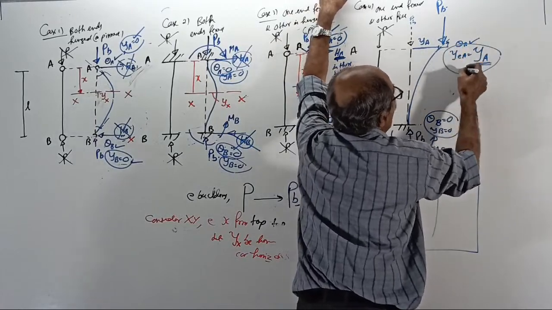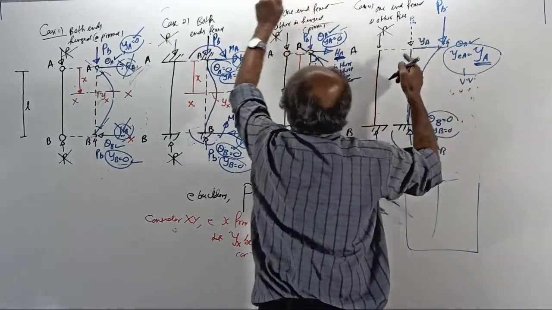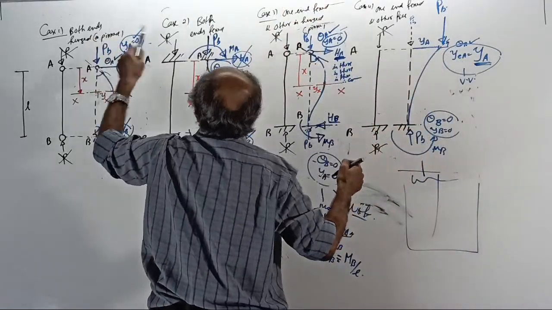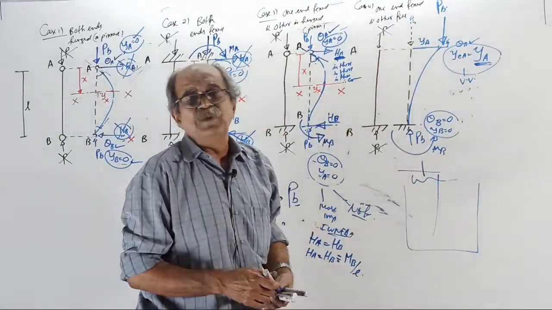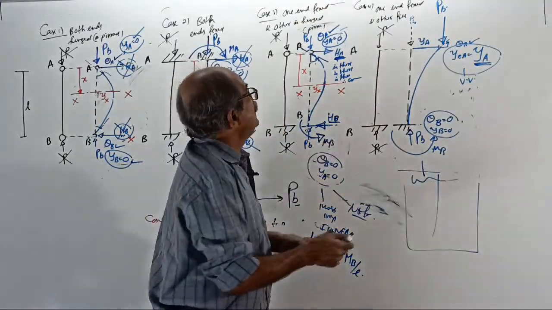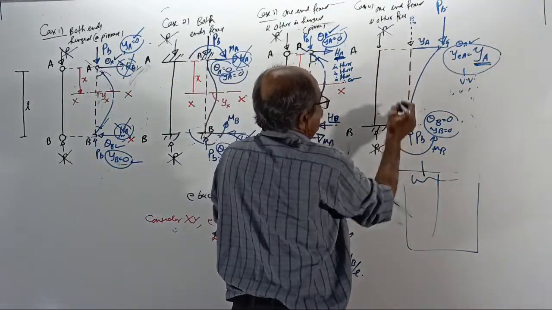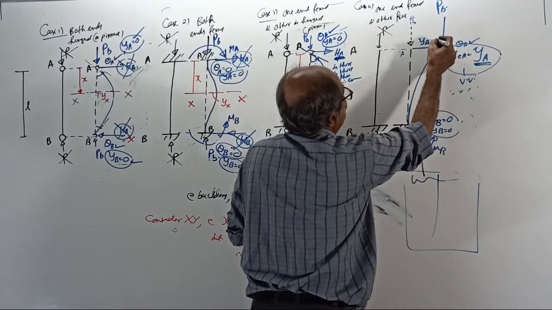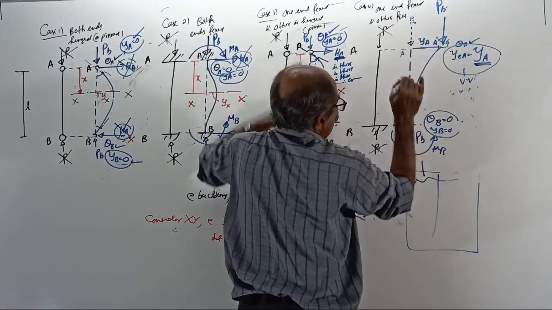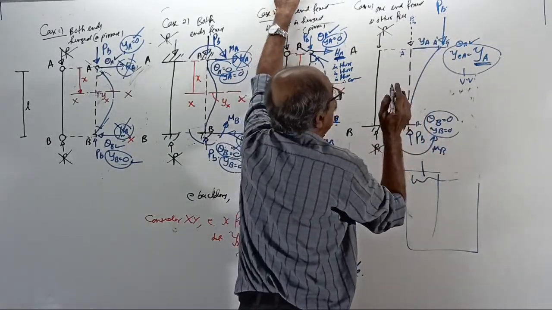Very, very important. In all the previous cases, Y is 0, Y is 0, Y is 0, no deflection. When one fixed and one free, at the top, at the point A, this A will move here. I will put A here now, or A dash. This B will remain there only.